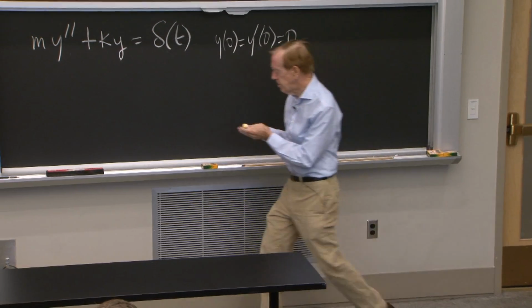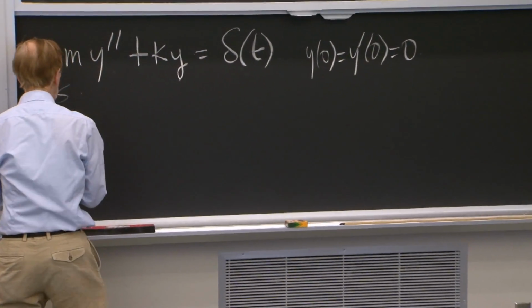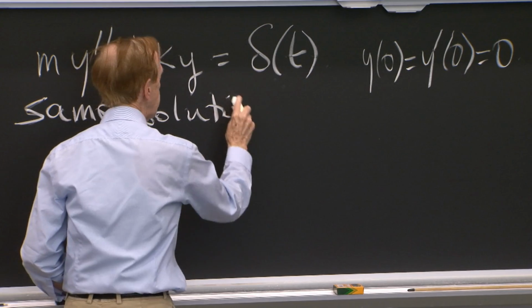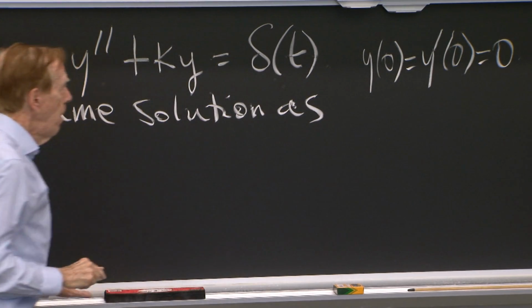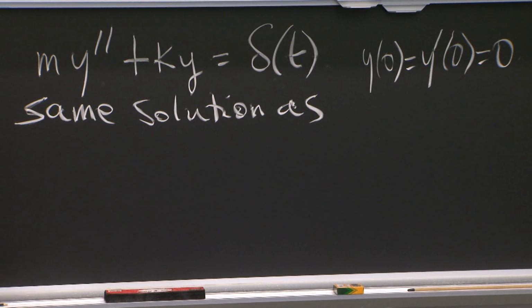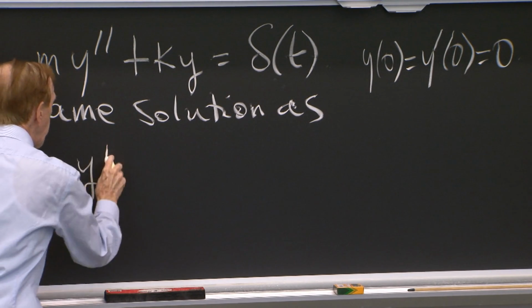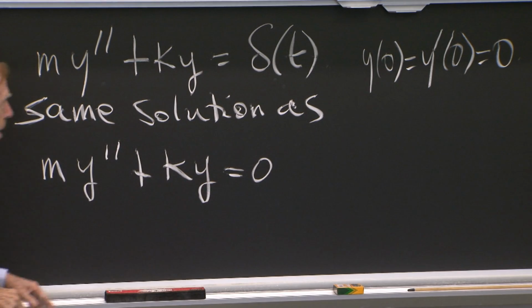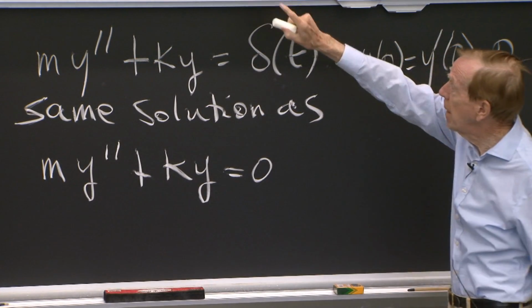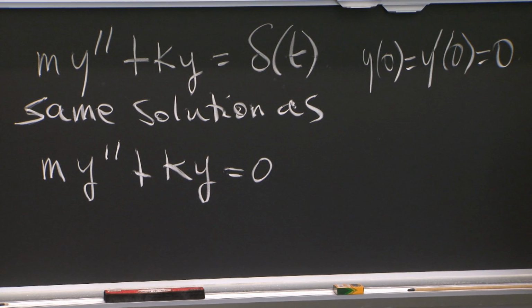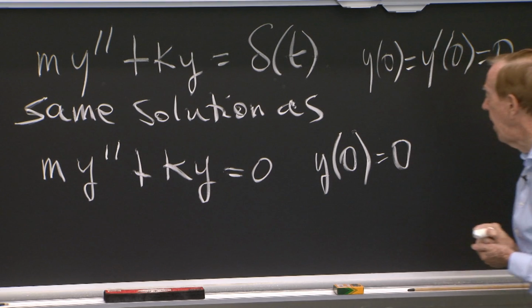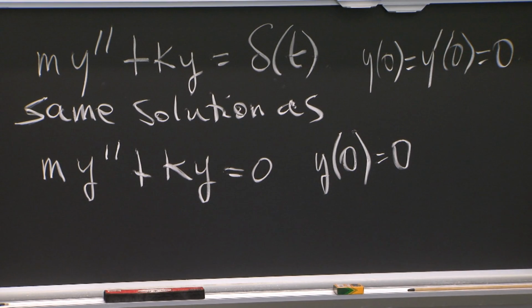So this has the same solution. This is the beauty, this is why we can solve it so easily. Same solution as m y double prime plus k y equals 0. Well, we know how to solve those. When I hit it, what happens in that split second? In that split second, it doesn't have time to move. It still has y of 0 equals 0. But in that split second, we've given it a velocity.